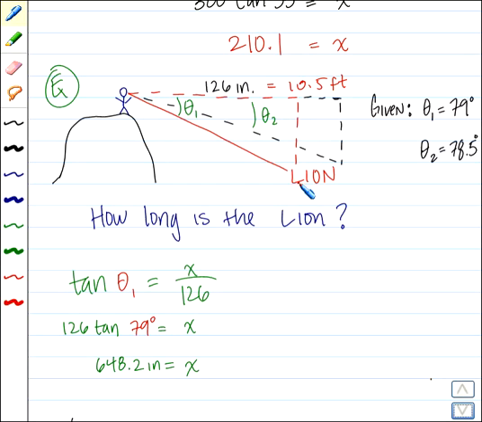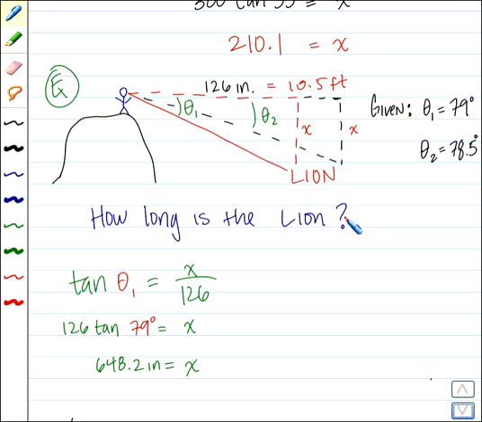So the first time we spot it at its head, and that angle of depression is 79 degrees. I'm going to call that theta sub 1. Now secondly, when we see it again, we spot it at its tail, and this time the angle of depression happens to be 78.5 degrees. Now note, we are not moving, and neither is the lion. We just spotted it at two different points. So this length here is not changing. It's the same thing. I'm going to call those guys x's.